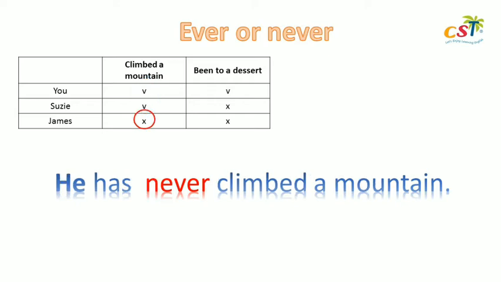Now we've got James, only one person. So we use has. We can use James or he. He has never climbed a mountain. How about you? Have you ever climbed a mountain?